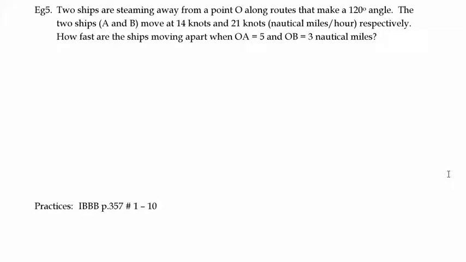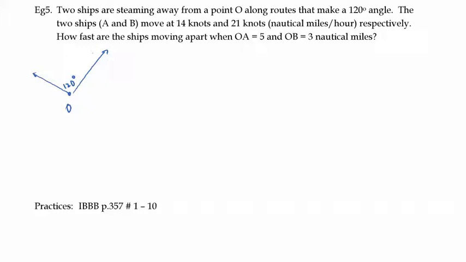Example number 5. Two ships are steaming away from a point along routes that make 120 degrees. One ship is going to one side, and the other ship moves in a different direction with an angle that is 120 degrees in the middle.